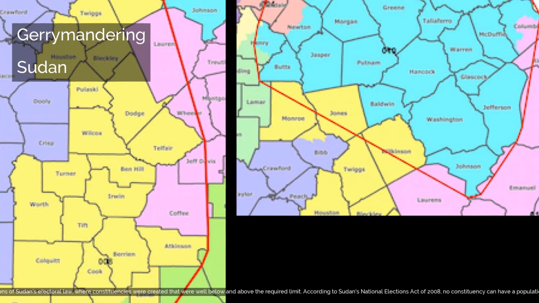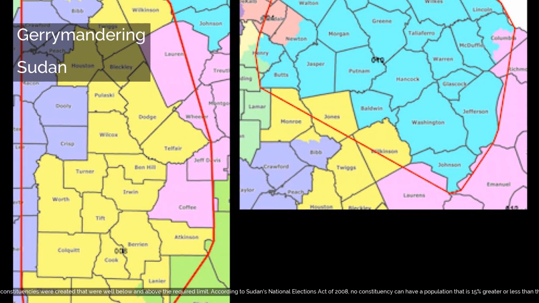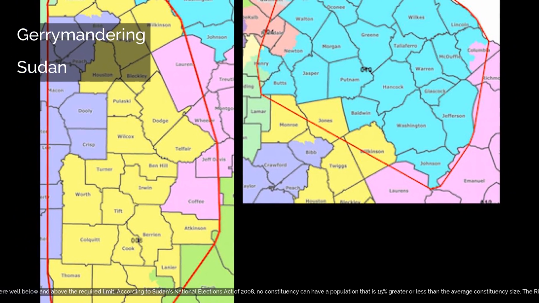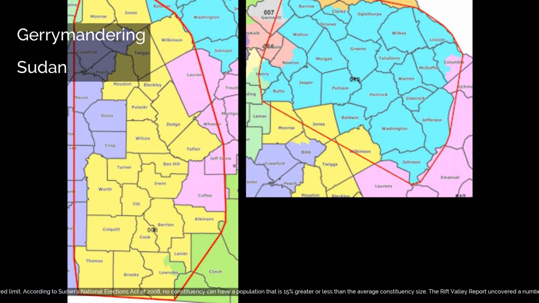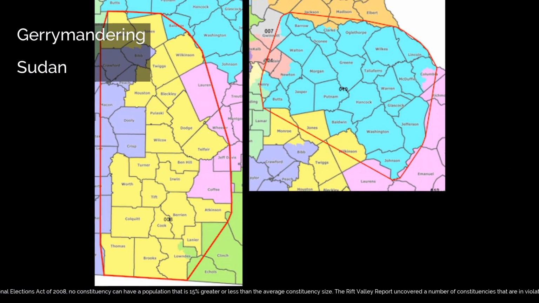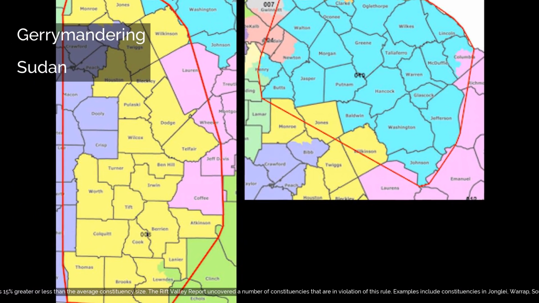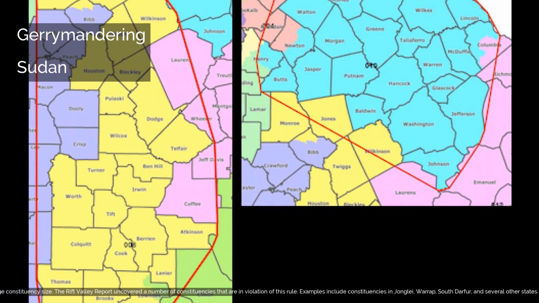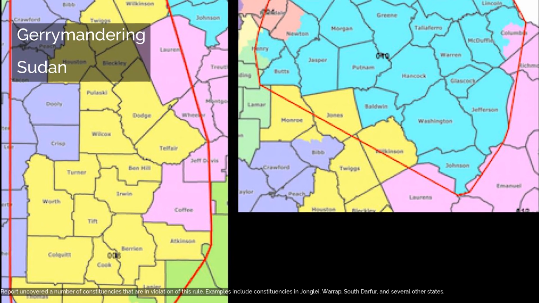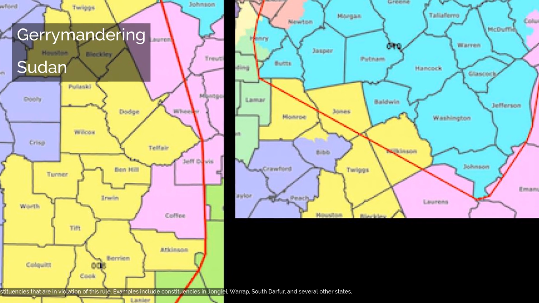According to Sudan's National Elections Act of 2008, no constituency can have a population that is 15% greater or less than the average constituency size. The Rift Valley report uncovered a number of constituencies that are in violation of this rule. Examples include constituencies in Jonglei, Warrap, South Darfur, and several other states.